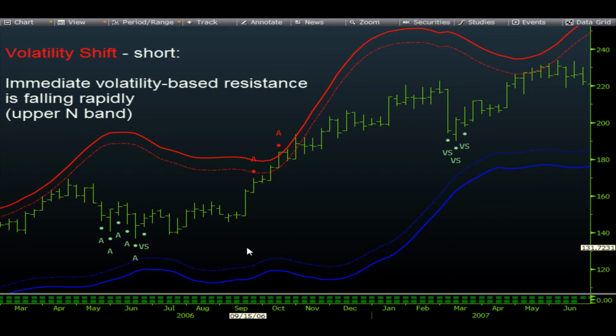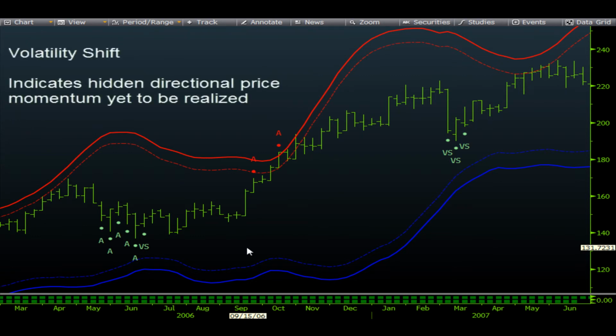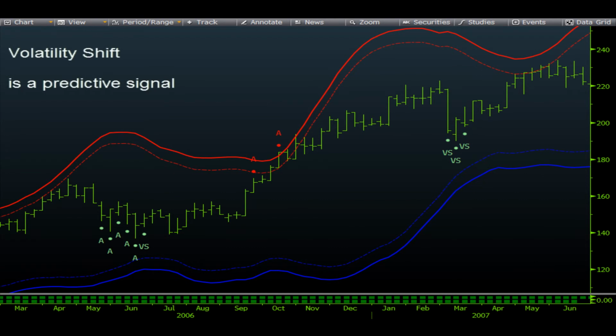For instance, a specific type of volatility shift occurs when the lower N band is rising rapidly. Think about it. What this translates into is that significant support is rising rapidly. When it rises at a fast enough rate, it has an effect on current and future price movement. So this effect that I'm talking about essentially makes volatility shift a predictive signal.